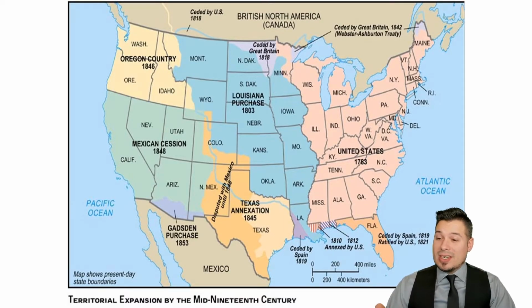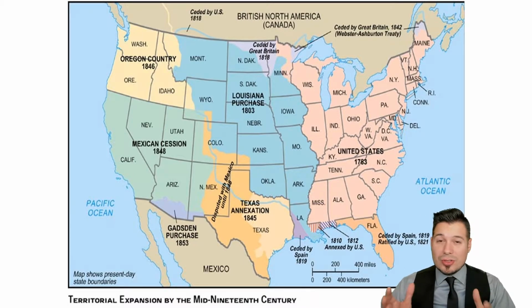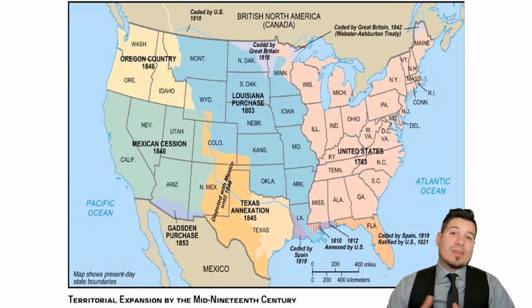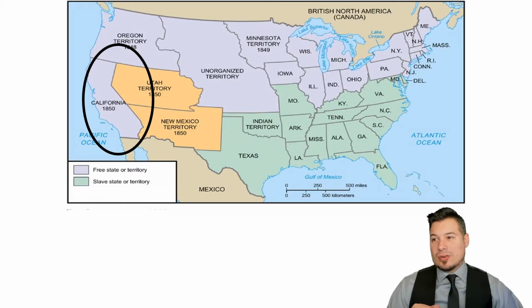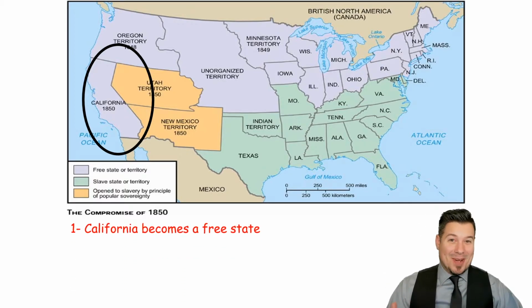And of course, as you can see here, that's a big chunk of land. And that's not the only chunk of land we got, as we talked about during Manifest Destiny. We got a huge chunk of a lot of this land, and now we have to figure out if we're going to allow slavery out there. That's the issue. And so in 1850, we have a compromise. The Compromise of 1850. It's a very original name, I know.